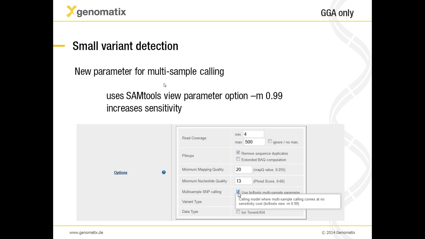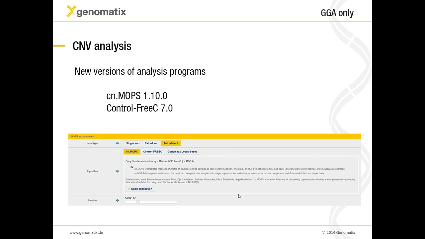Okay, now the downside of this multi-sample calling is that the sensitivity goes down in SAMtools, and by checking this option that we have down here, the sensitivity increases again. So in the end we have, or are supposed to have, no sensitivity cost if we do multi-sample calling. So this is the recommended way to actually do the calling if you have more than one sample.